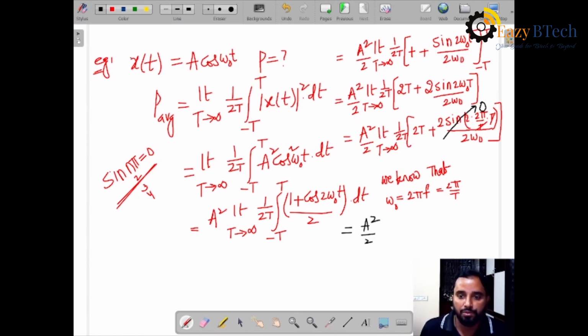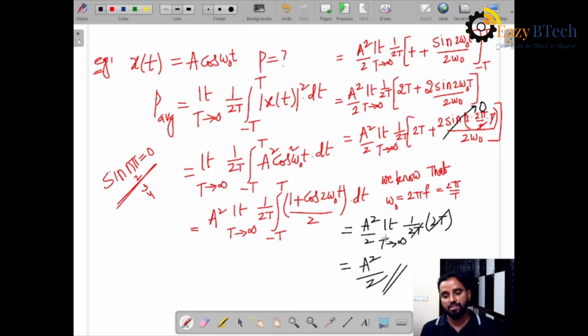Now what remains? A square by 2, limit T tends to infinity 1 by 2T into 2T. Here 2T gets cancelled. So the answer is A square by 2. This is the answer. So the power of A cos omega naught T is A square by 2. Here A is the peak amplitude. So to get the power of A cos omega naught T, it is peak amplitude square by 2.